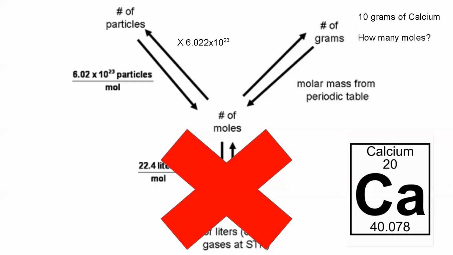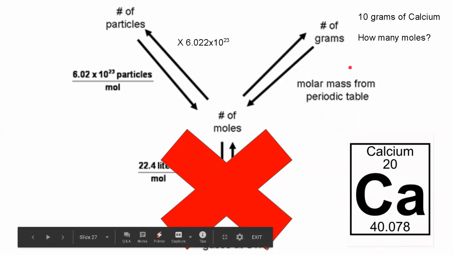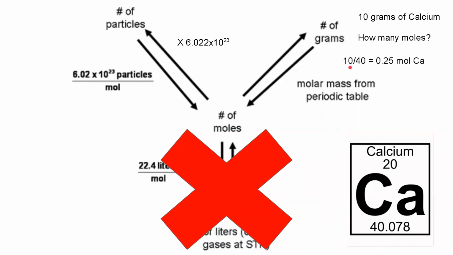For example, here you guys can do calcium. With 10 grams of calcium, how many moles would there be? So basically you just take the 10, you divide it by the molar mass, which is 40 for calcium. So 10 divided by 40 equals 0.25 moles of calcium. Now, hopefully that makes sense to you guys.